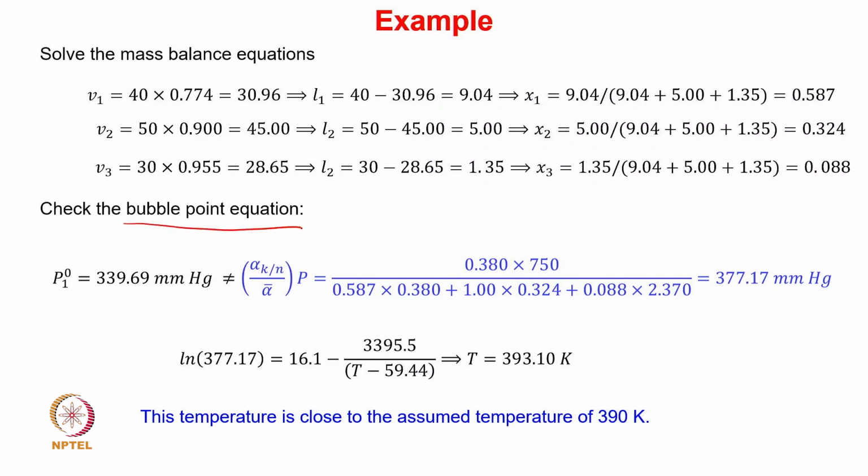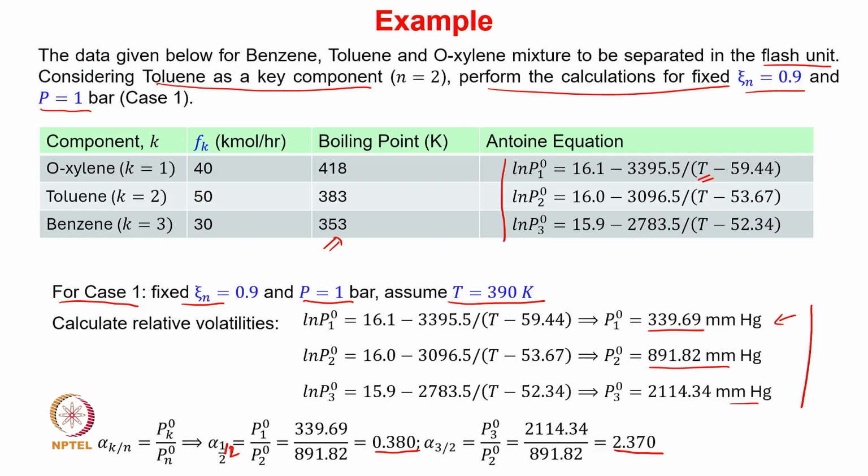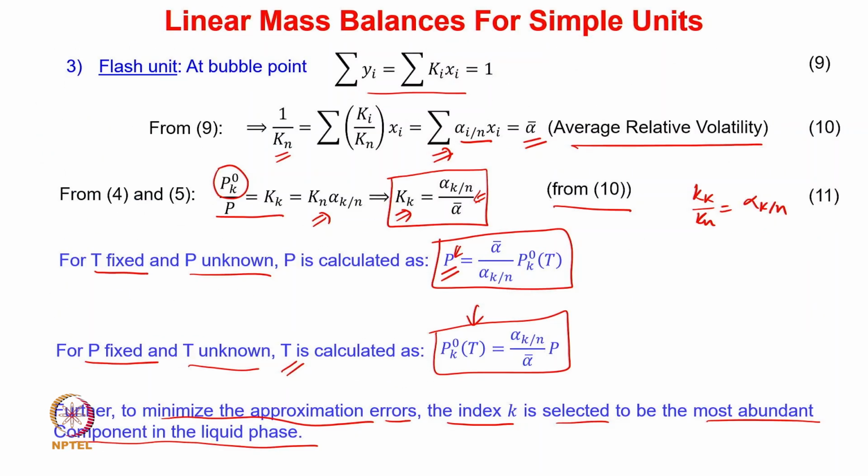Once we have obtained X1, X2, X3, now we can do the bubble point calculations. So remember here P1, which we have obtained by using the Antoine equation, is 339.69, isn't it? And this P1 should be equal to what? This P1 should be equal to alpha Kn by alpha bar into P. That is what we have derived earlier. If you go back and see, this is the same equation we have derived. So I will go back. See, this is the equation we have derived, isn't it?